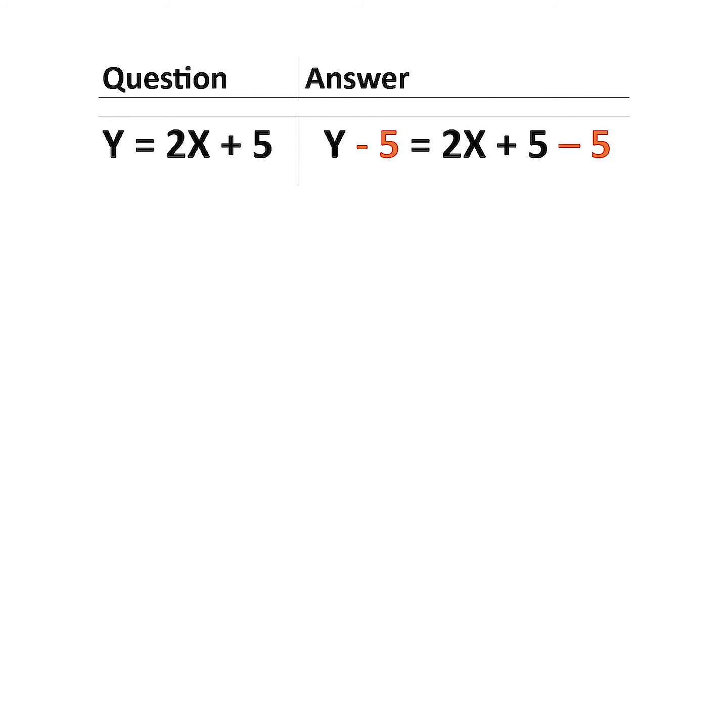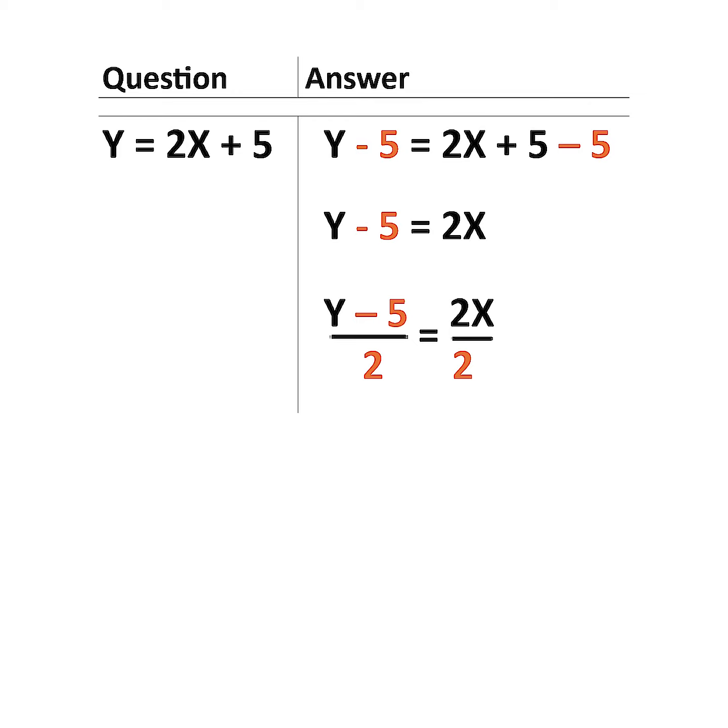Therefore, step 1, remove the plus 5. Subtract 5 from both sides. So we have y minus 5 equals 2x. Step 2, remove the 2. Now divide both sides by 2. Now we have (y minus 5) divided by 2 equals x, or x equals (y minus 5) divided by 2.